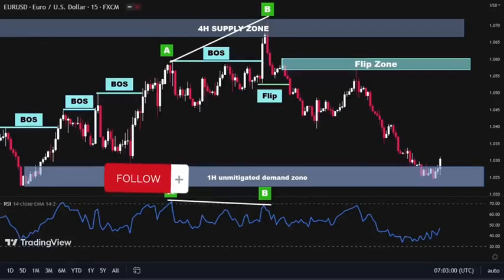But before diving into the details of the premium and discount zone, it's important to note a crucial step in your trading journey.